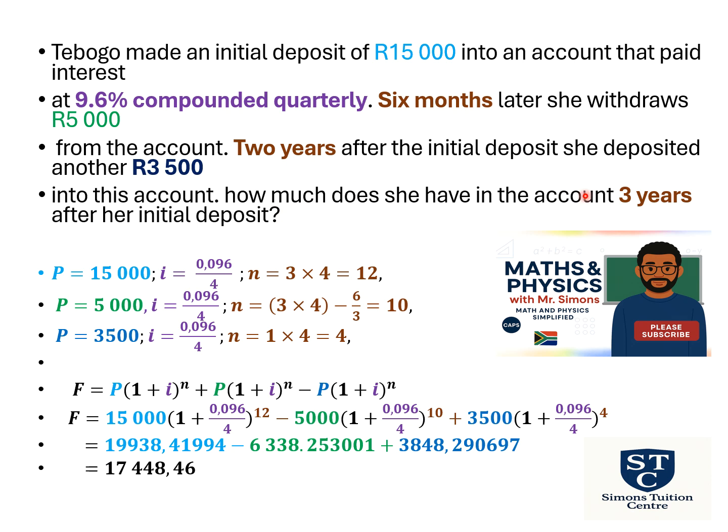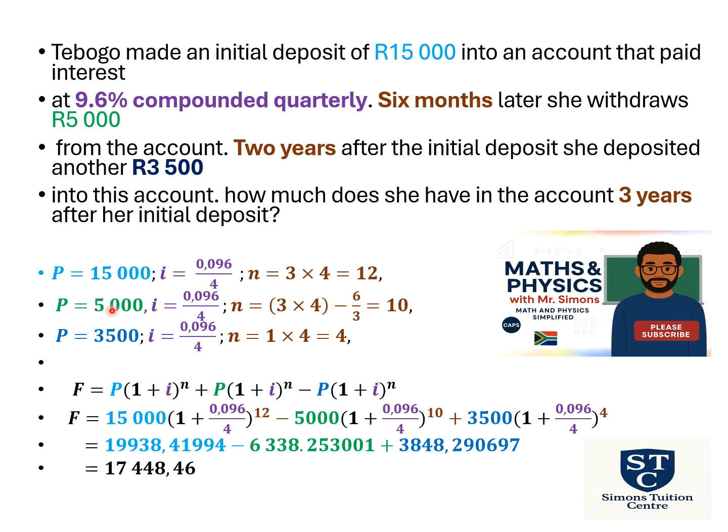Right, so first, P equal 15,000, and that 15,000 is going to be there for the whole 3 years, right? So n equal to 3 compounded quarterly times 4, which gives me 12. Right, my interest 0.096, remember 96 divided by 100, 0.096 compounded quarterly divided by 4. Alright, so that's 12.